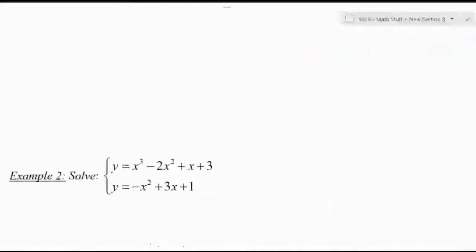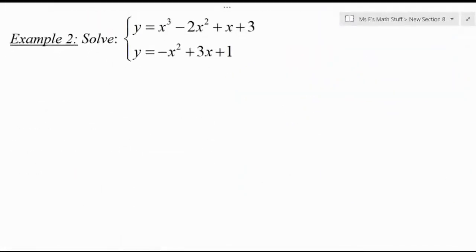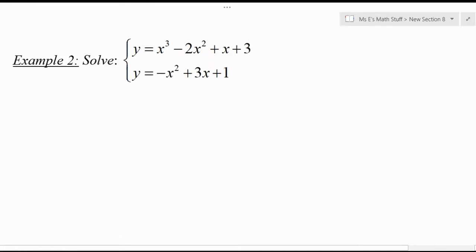All right, my friends, example 2 and your last example for this lesson. See if you can solve the system of equations where your first equation is y equals x cubed minus 2x squared plus x plus 3, and your second equation is y equals the opposite of x squared plus 3x plus 1.